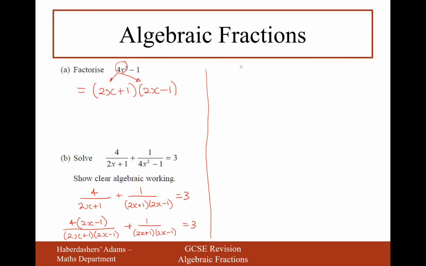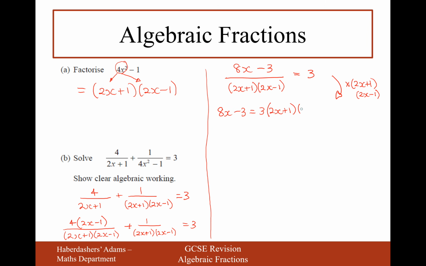So my equation is going to be 8x minus 4 plus 1, so that'll make it minus 3, over (2x plus 1)(2x minus 1) equals 3. Okay, so let's now solve this. I need to move the left-hand stuff onto the right. So the left-hand denominator, I'm going to be multiplying by 2x plus 1 and 2x minus 1. So that's going to give me 8x minus 3 equals 3 lots of (2x plus 1)(2x minus 1).